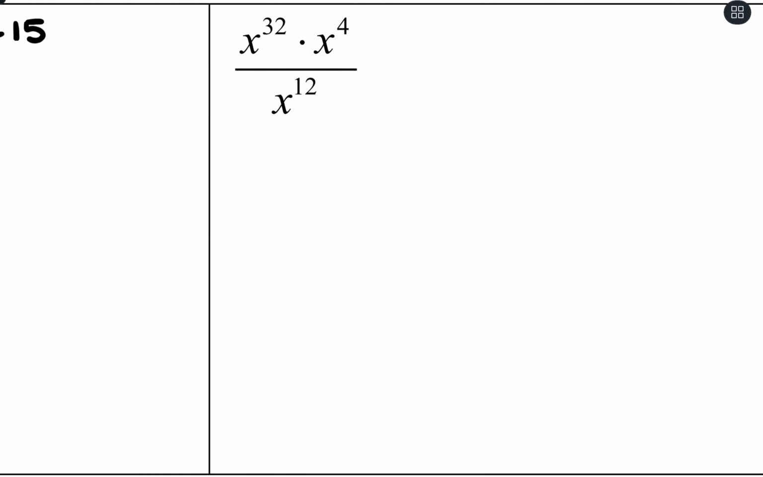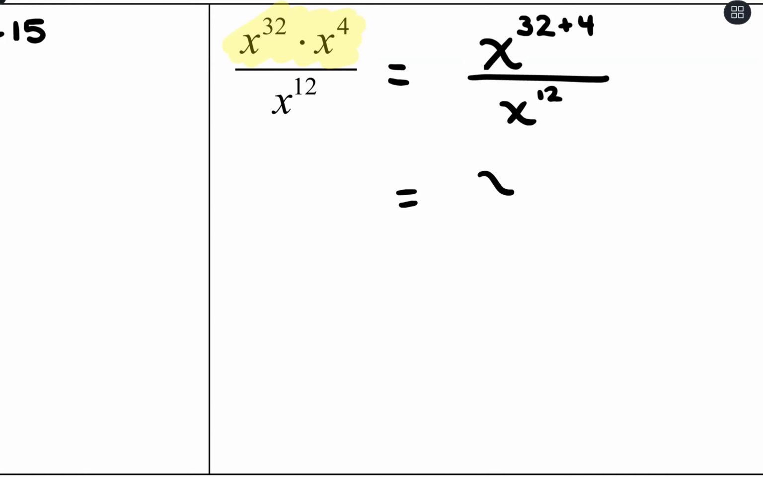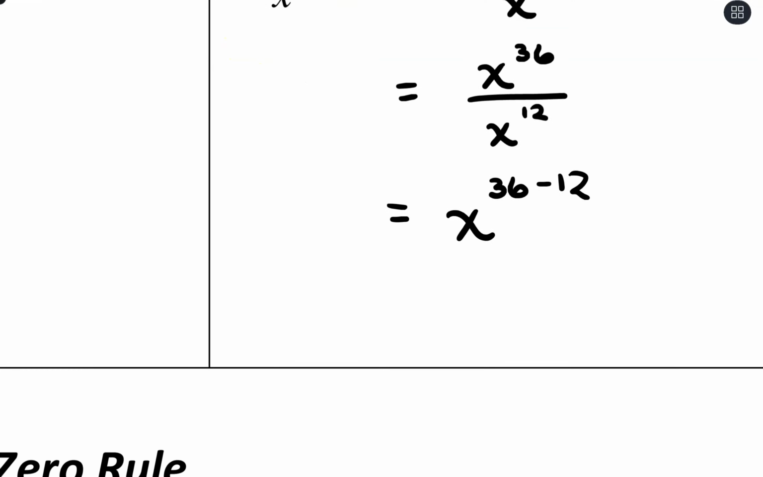Okay, this one mixes some rules, and what we're going to do is completely simplify the numerator, completely simplify the denominator first. So what I'm going to do is first I'm just going to focus on this x to the 32nd power times x to the 4th, and what I could do is combine that into a single expression by adding. And then we're going to be dividing by x to the 12th. So that'll be x to the 36th power over x to the 12th power. And now what we could do is combine across the division by subtracting those exponents. So 36 minus 12, and that will leave us with x to the 24th power.